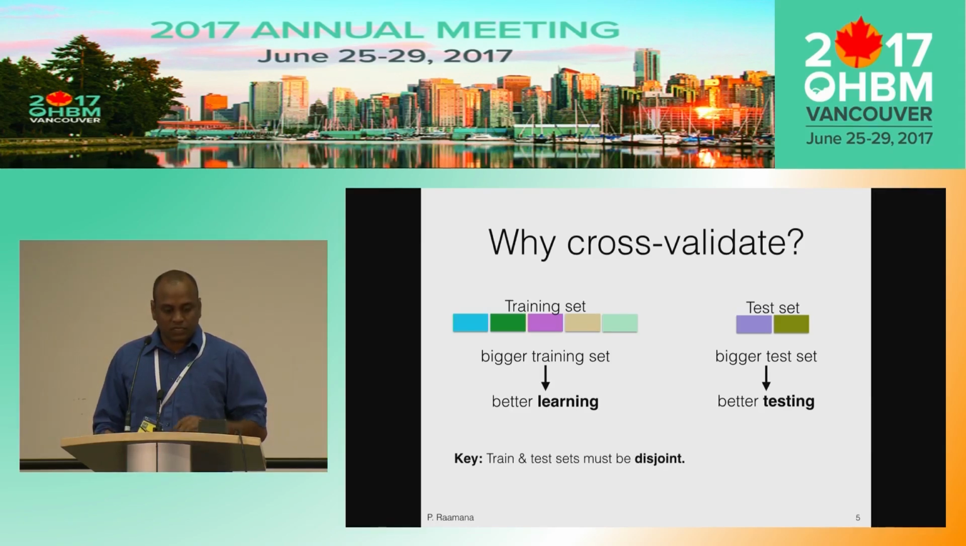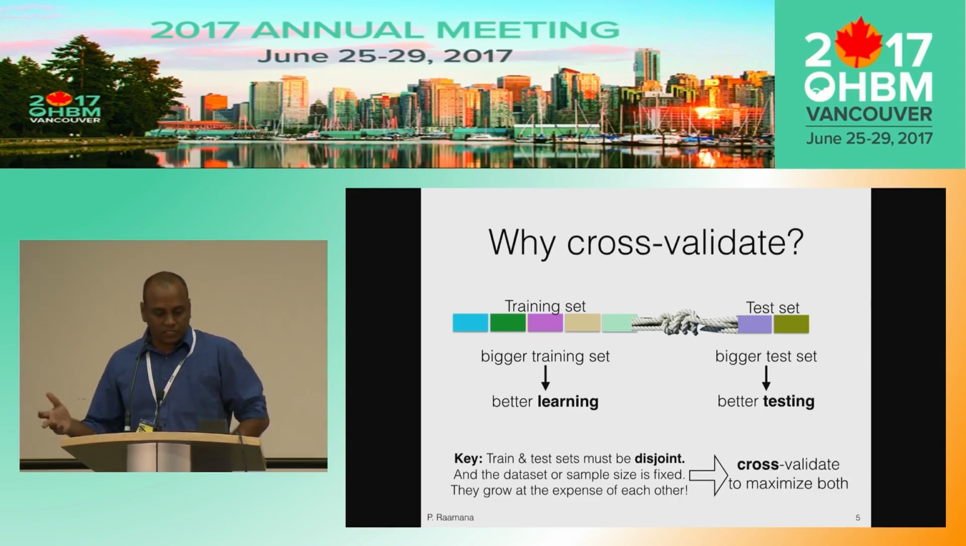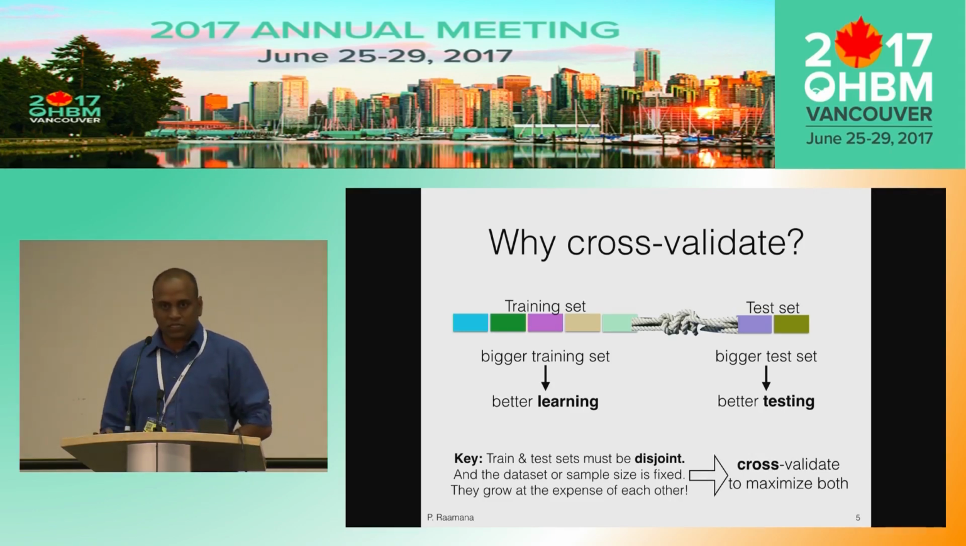But the key challenge is that the 2 sets must be independent, and given that the data set we have is fixed and small, if we make one set bigger, the other gets smaller. So that's the key challenge. Cross-validation is like a tug of war between the 2 sets in order to maximize our learning and testing. Cross-validation is a technique to actually maximize both with whatever data we have. So that's the key reason.